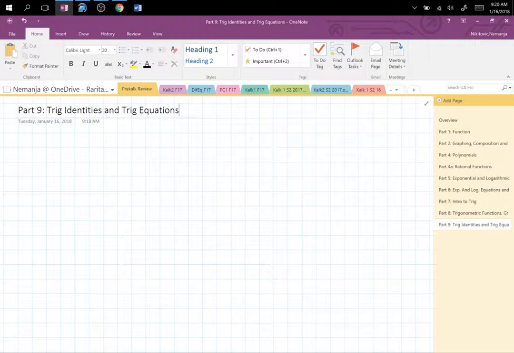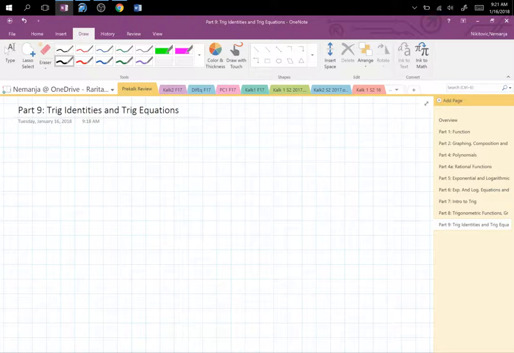So today on the menu, special from the chef, right, is Trig Identities and Trig Equations. Now we are going to take a look at the ways that trig functions work with each other, and then I will solve some equations in preparation for the almighty calculus.